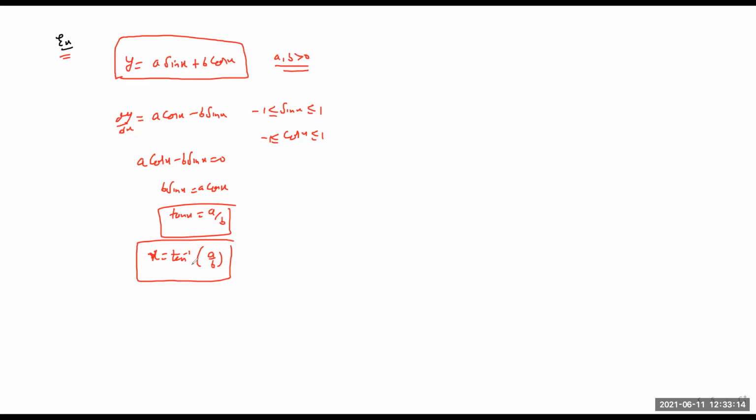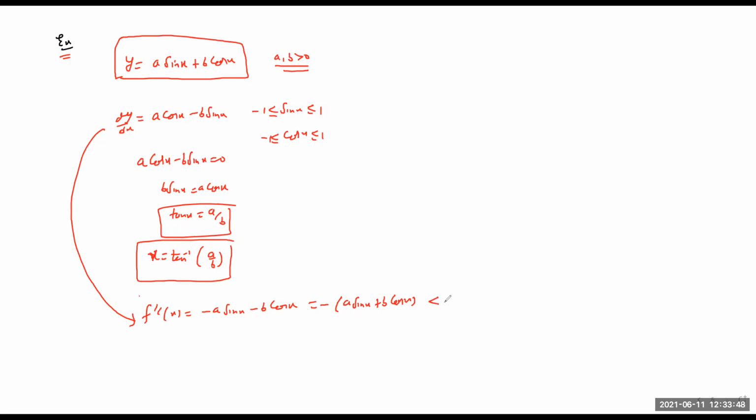If you differentiate once more, what will you get? The second derivative. Differentiate this again: minus a sin x minus b cos x. So it's the same equation with a negative sign, which means it will be minus y. Correct. So it's minus y.